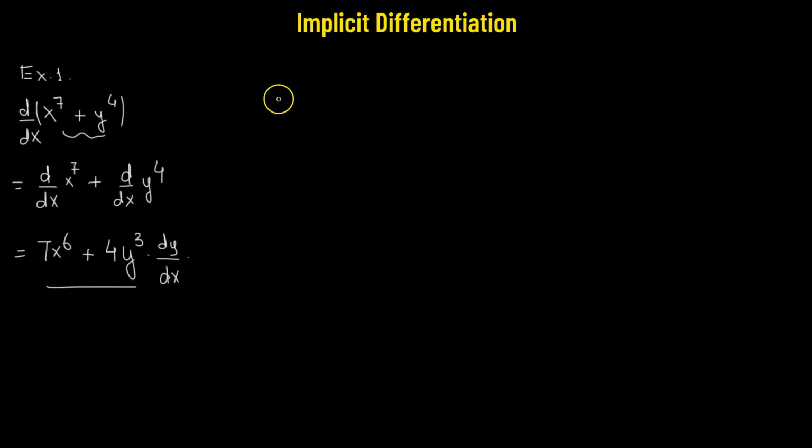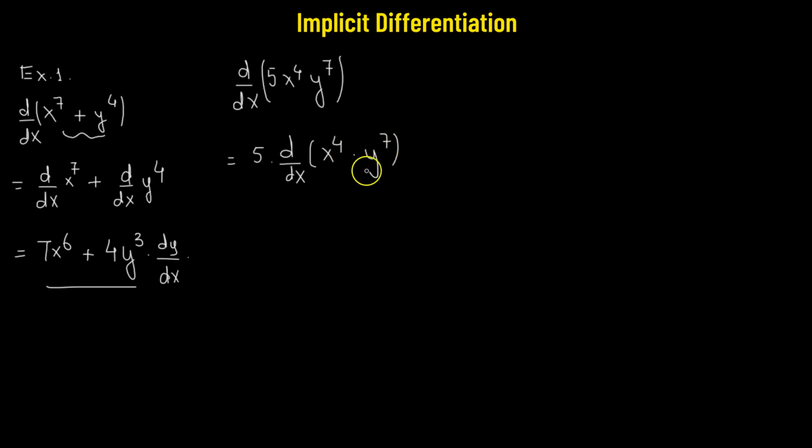Let's consider another example. Let's say we have 5x raised to the power of 4 times y raised to the power of 7. We need to find its derivative with respect to x. This can be written as 5 times the derivative with respect to x. 5 is a constant, so we pulled it out of the differentiation, and we are only going to differentiate the product x to the power of 4 times y to the power of 7 using the product rule. We can treat x to the power of 4 as the first function and y to the power of 7 as the second function.